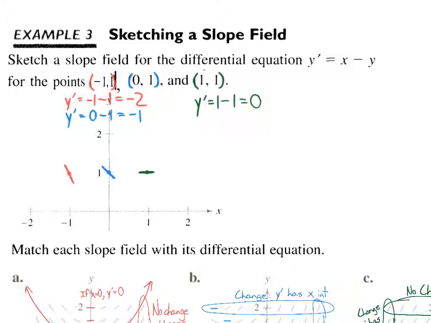How could we do that? Well, we were only told to find the slope field for these 3 points. Okay? We could be told to find the slope field for more points, and that's actually what this has.